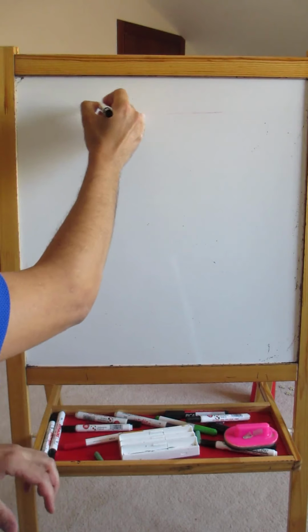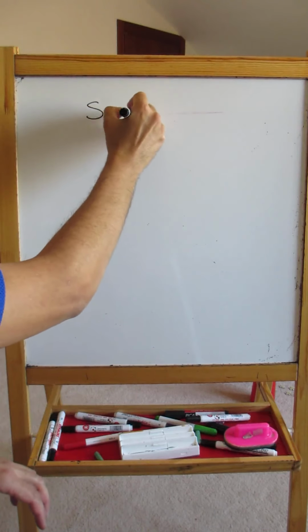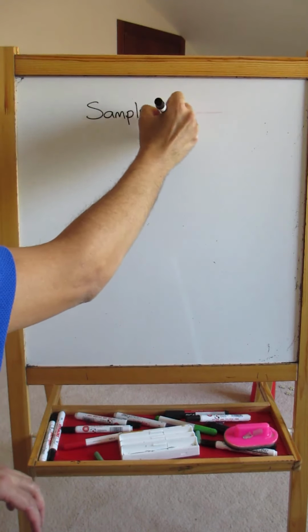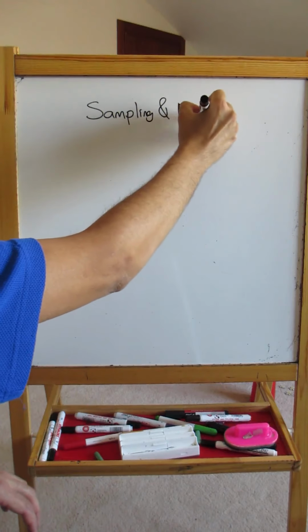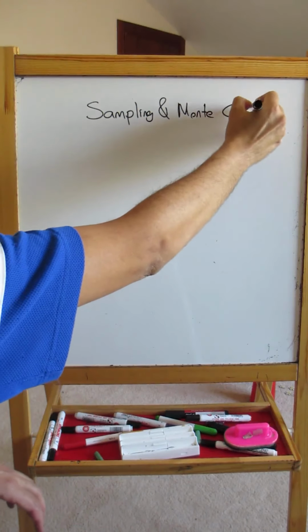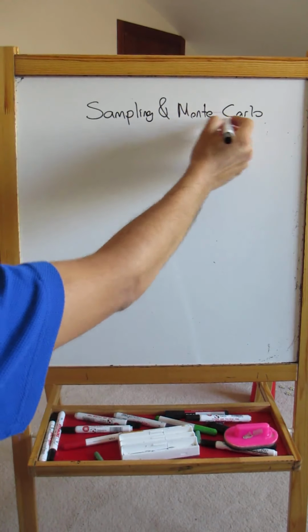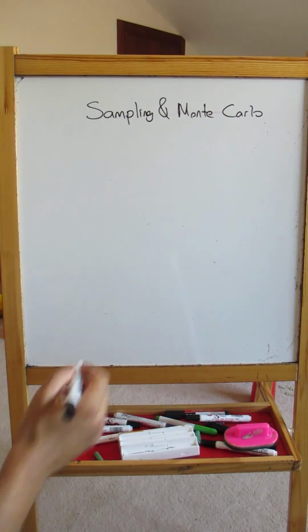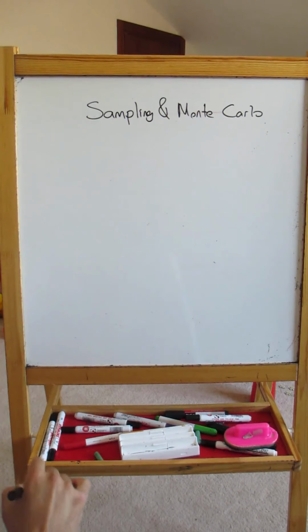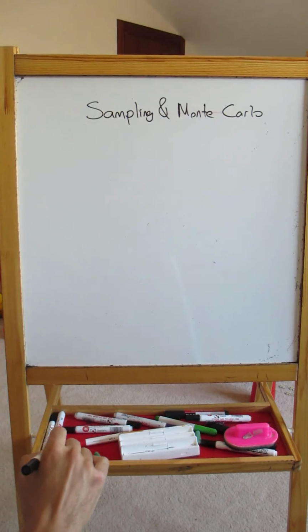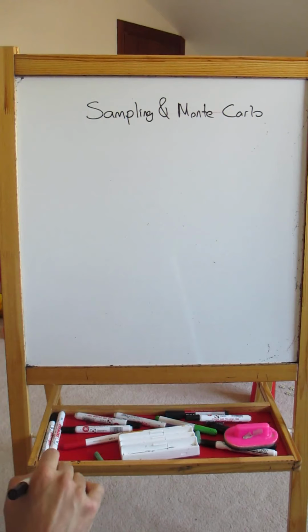Okay, so let's write sampling and Monte Carlo. Because it's based on randomness, and there are casinos in Monte Carlo where you kind of need to be lucky, it's also based on randomness. This is what these techniques are called.